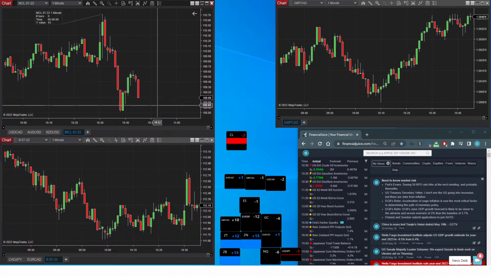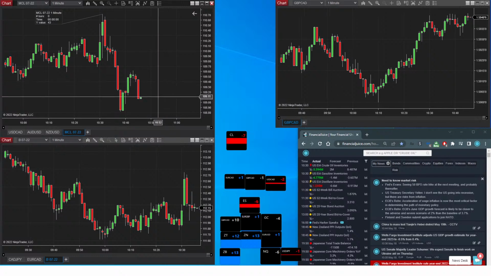But as you can see here, there's more selling momentum coming through, and Tick Strike is showing that there.